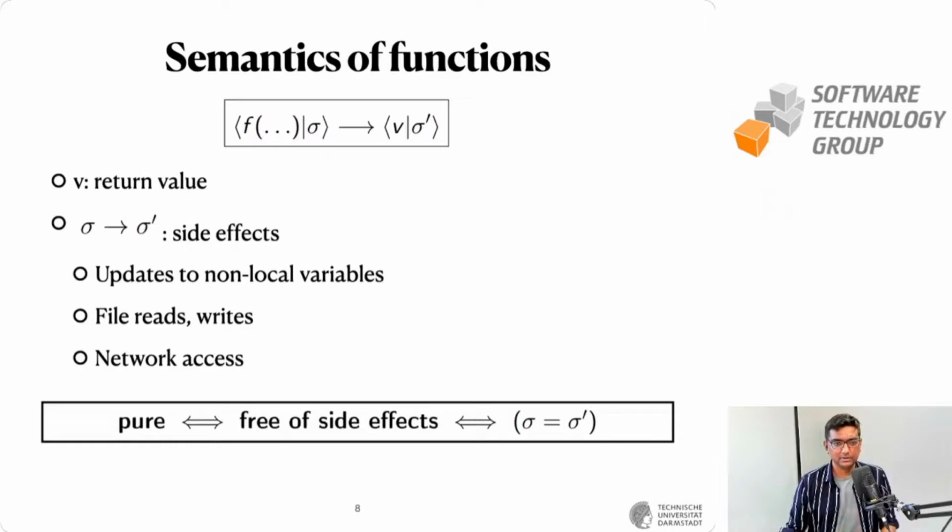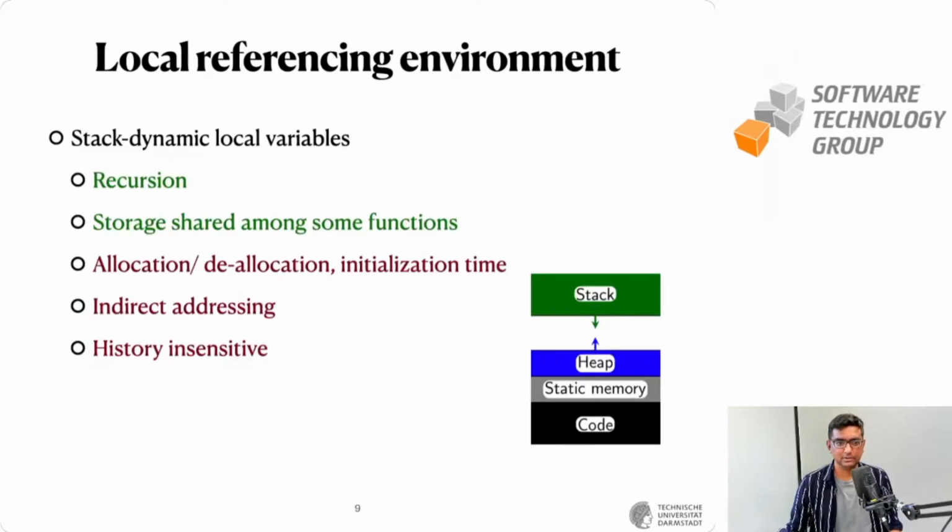So now we have looked at side effects for functions and referential transparency of functions. Let's look at how local variables inside the function are dealt with from the perspective of memory. If you remember before, the referencing environment depends on where variables are stored, depending on which part of the memory they utilize, how they're allocated and deallocated.